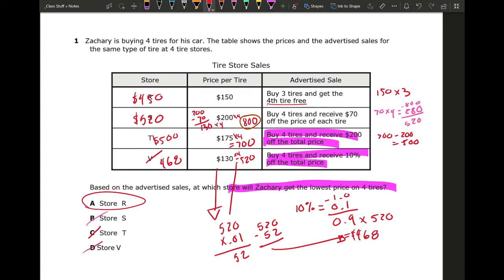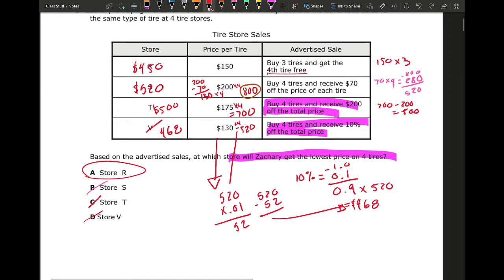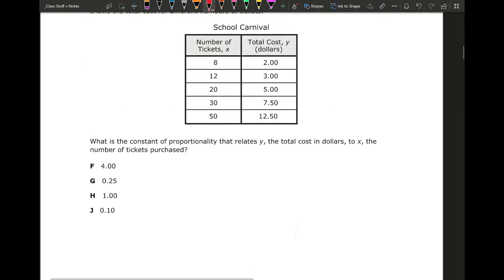That's the way you work number one. It is time consuming, yes, but it's not hard. All you have to do is do what they're telling you on each one of those options. Let's look at number two.